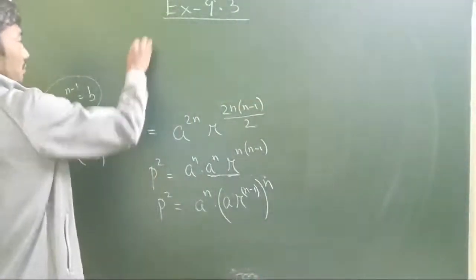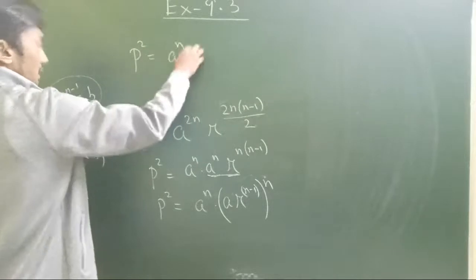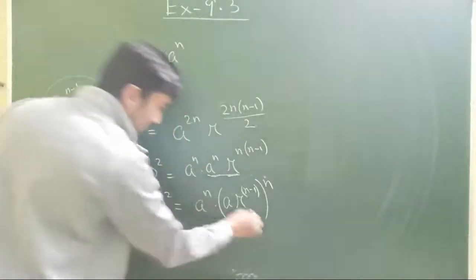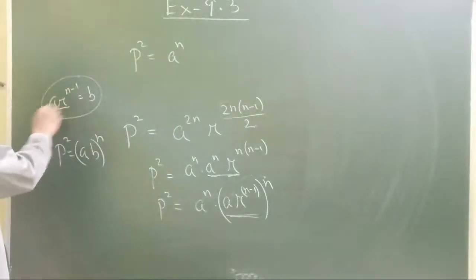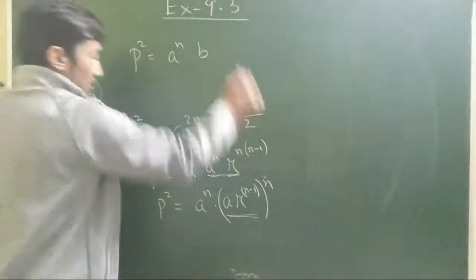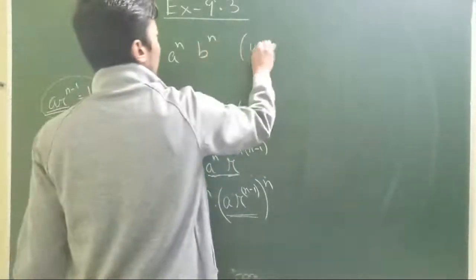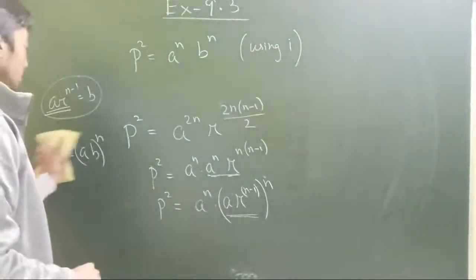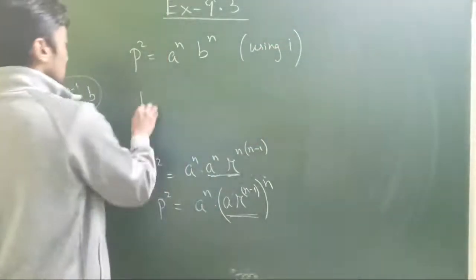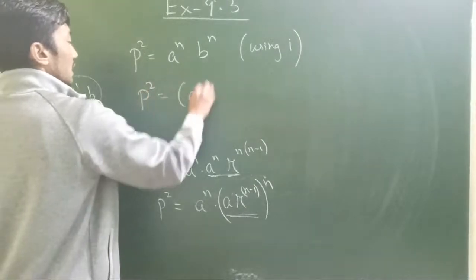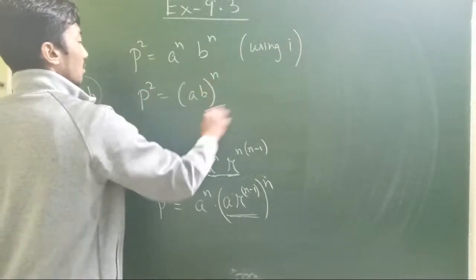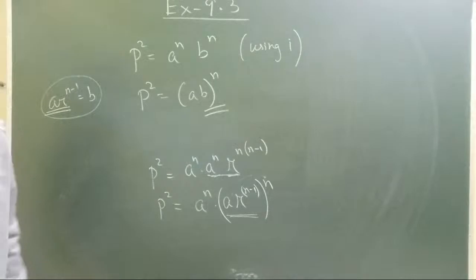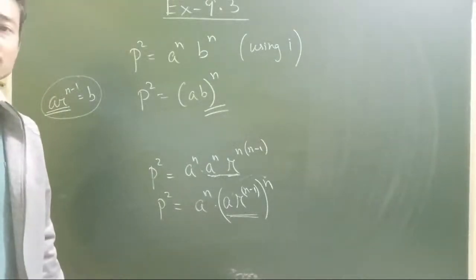So now you look, p square is equal to a power n. Now you see, what is this value? This value from equation 1 is nothing but b whole power n. We can write using equation 1. So then that's our proof, because you can write p square as ab whole power n. So that's the solution, that's the proof.